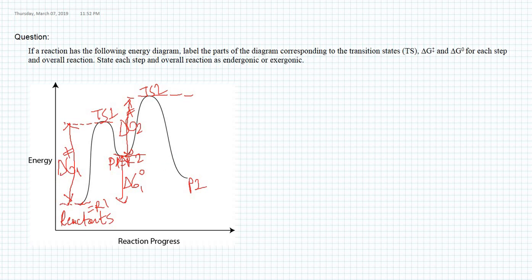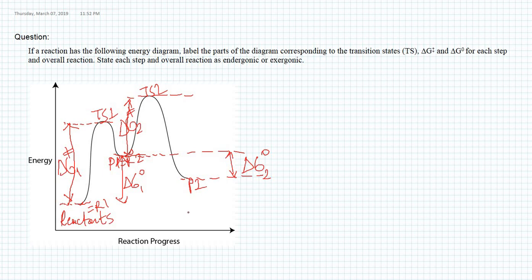And for the second step, let's move this line all the way here, and let's move this line all the way here. So this part belongs to the energy difference between the reactants of the second step and the products of the second step. So this has to be delta G2 0. So we identified the Gibbs free energy change for the second step.